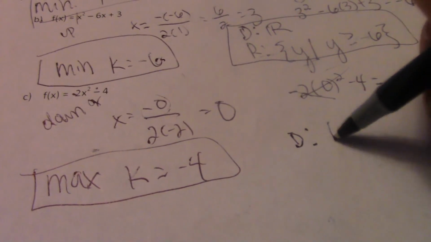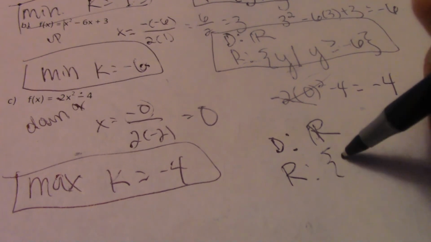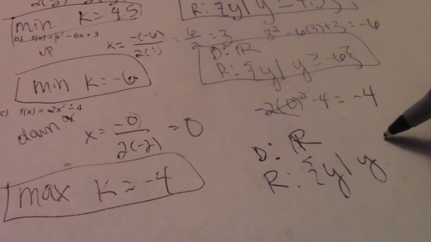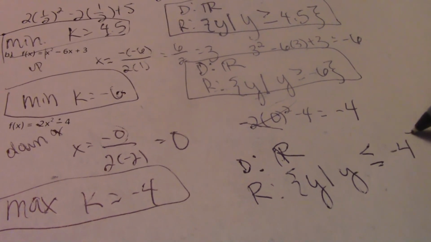Once again, domain is all real numbers. Range, though, because it's a maximum, will now be less than, instead of greater than, less than or equal to that negative 4.